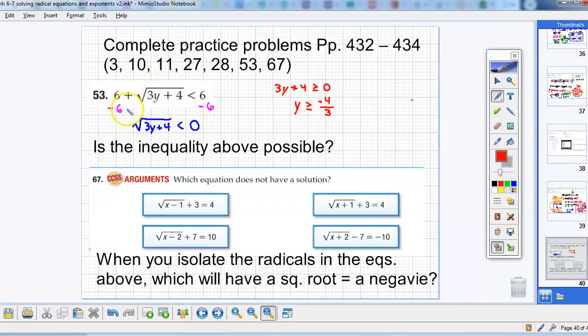For 53, when we isolate this radical inequality, we isolate the radical. And I know some of you might have been saying, wait, don't we have to figure out what values we can plug in? Yeah, you could have done that first. But is this even possible? Can we have a square root less than 0? Well, what does less than 0 mean? It means negative. Not possible. And then down here, when you isolate those radicals in the equations above, which one are we looking at here? Which one's going to give us a square root equal to a negative? And that's going to be our answer.